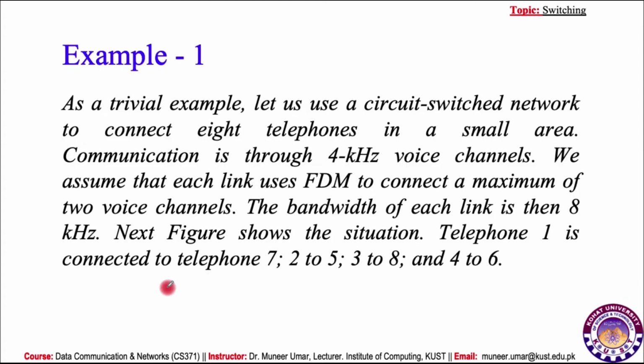Let's consider an example for a circuit switched network. This is example number 1. Let us use the circuit switched network to connect 8 telephones in a small area. Communication is through a 4 kilohertz voice channel, and we assume that each link uses FDM to connect a maximum of 2 voice channels. So the size is 4 kilohertz for a voice channel, and using FDM we can multiplex 2 voice channels. So the bandwidth of each link is then 8 kilohertz, 4 plus 4.